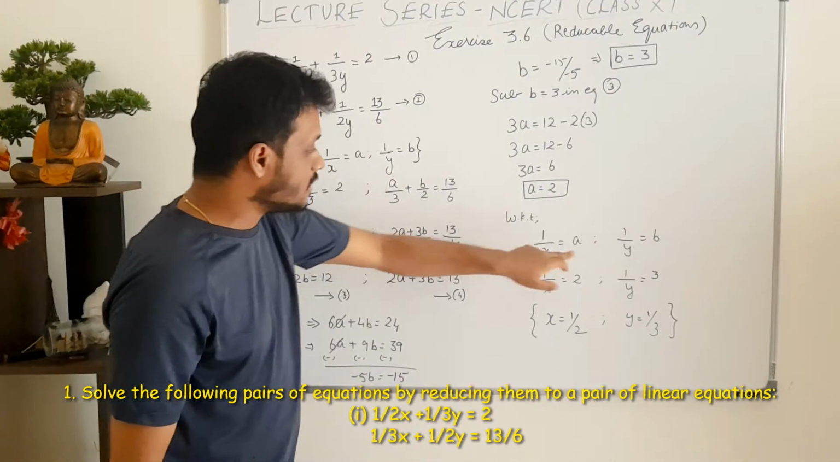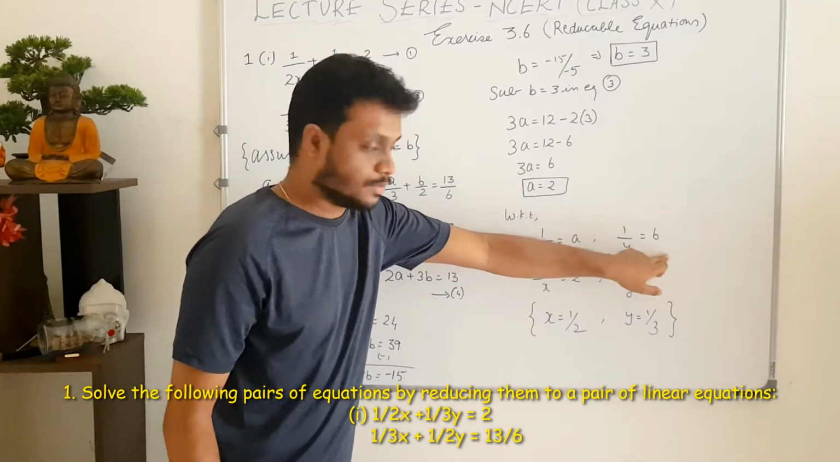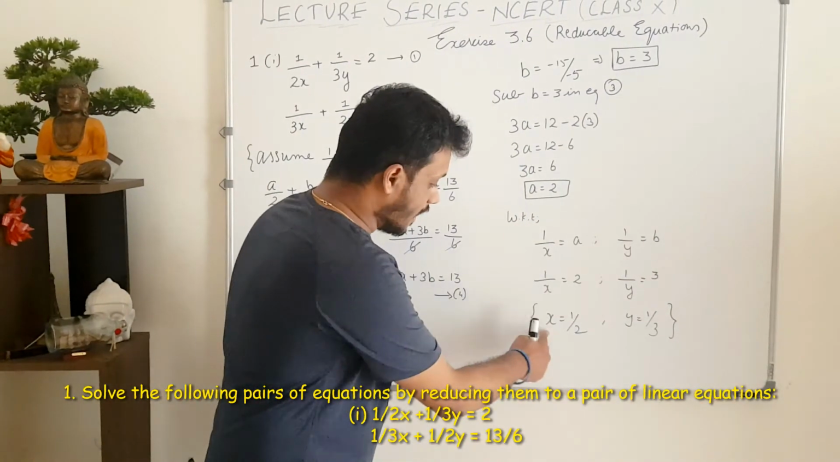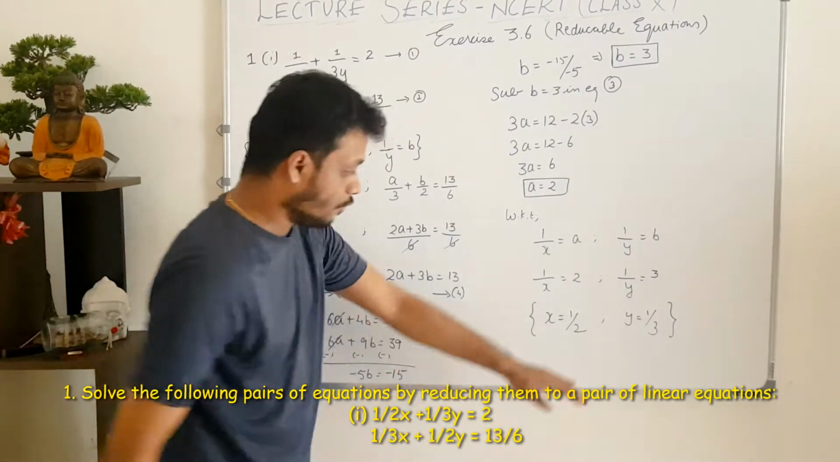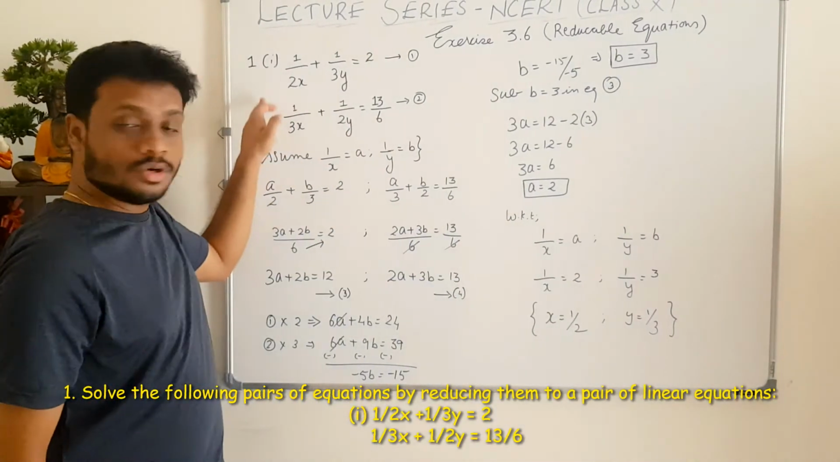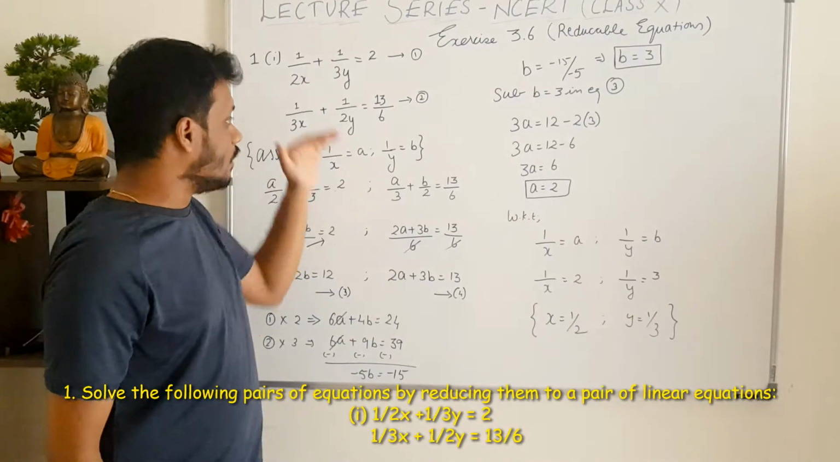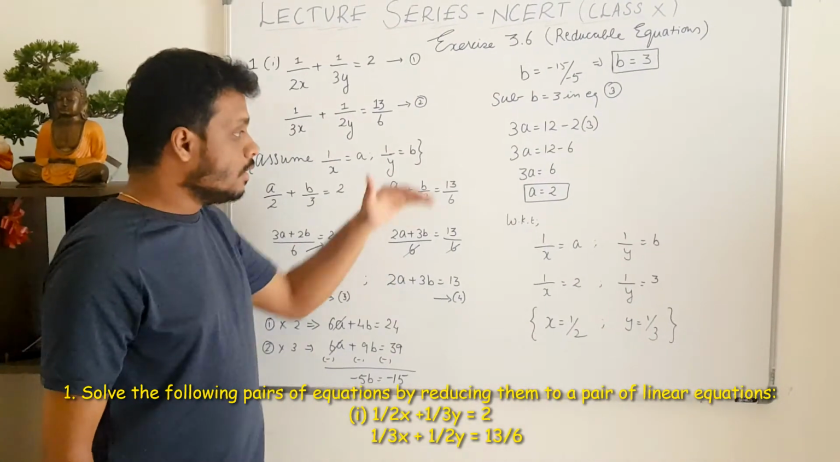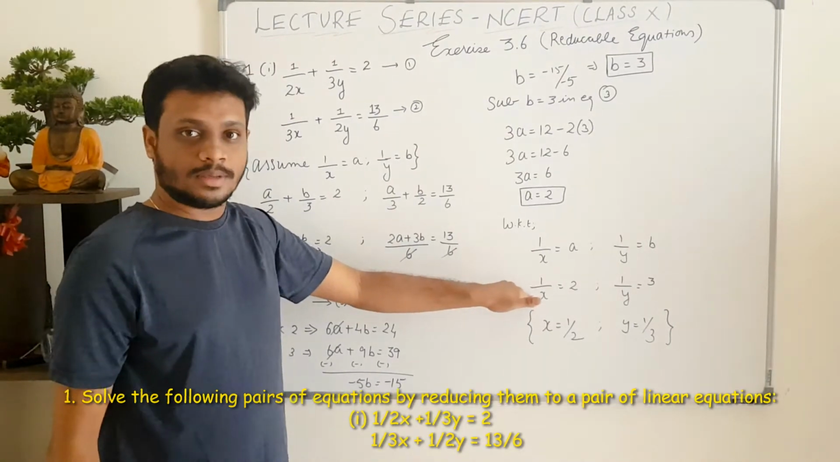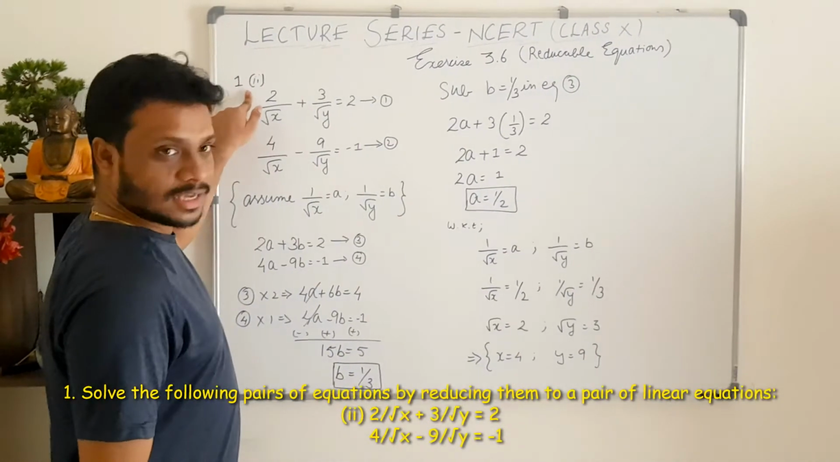We know 1 by x is a and 1 by y is b according to our assumption. We found out a is 2 and b is 3. So on cross multiplying, I get x as 1 by 2, y as 1 by 3. Therefore, x is equal to 1 by 2, y is equal to 1 by 3 is the actual solution for this problem. So this question, we have reduced it to a linear equation form. We have solved it and we have again put the values back into the actual equation type. Moving on to the second subdivision.